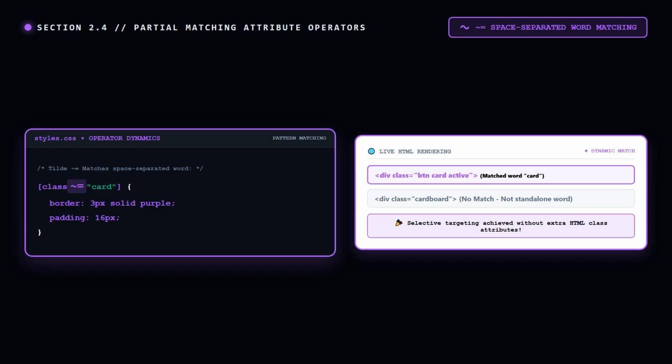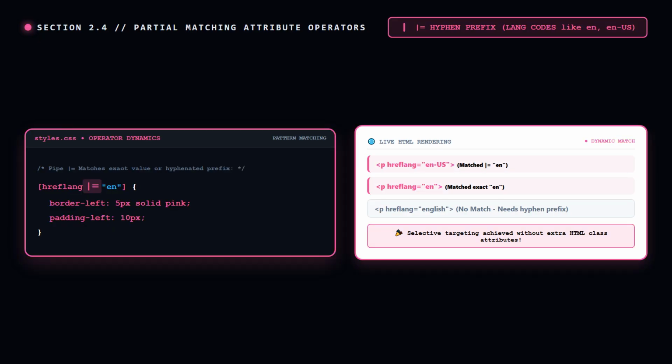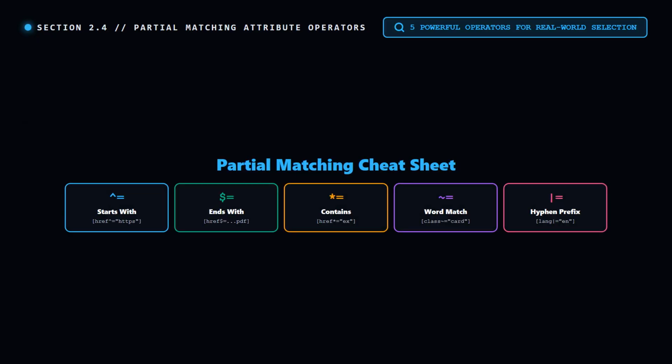The ~= operator matches a complete word within a space-separated list, like one class among many. And the |= operator matches the start of a value followed by a hyphen, which is designed for language codes like en and en-US. Each operator solves a different real-world selection problem.